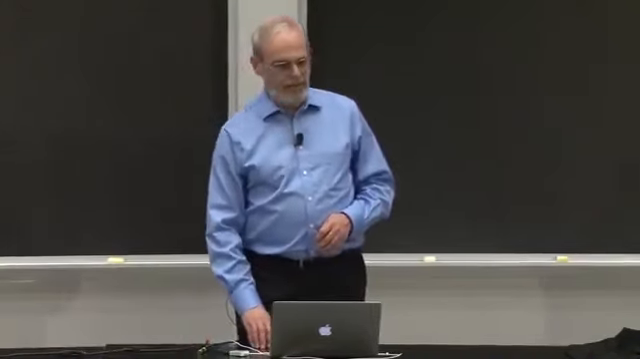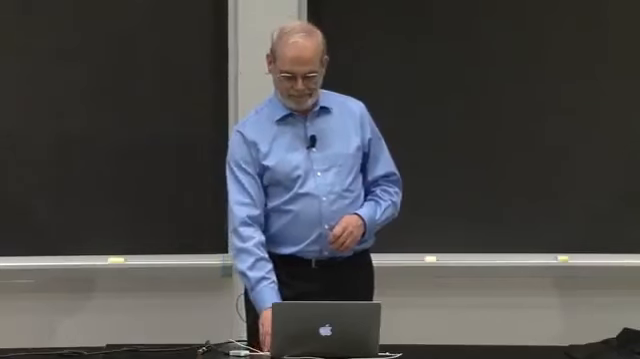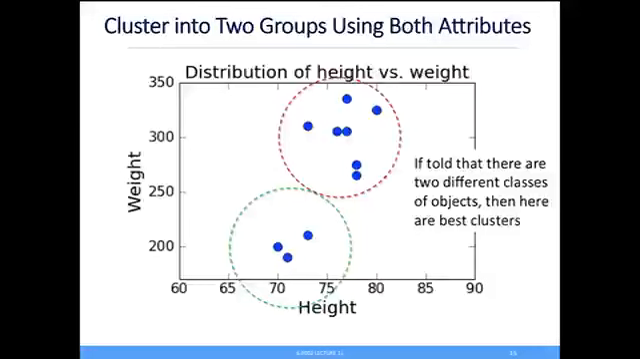If I use both height and weight, I get that, which is actually kind of nice, right? Those three cluster together. They're near each other in terms of just distance in the plane. Those seven are near each other. There's a nice natural dividing line through here. And in fact, that gives me a classifier.